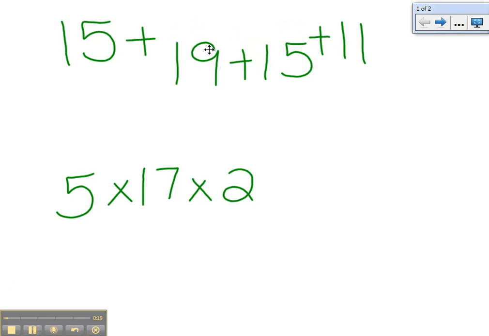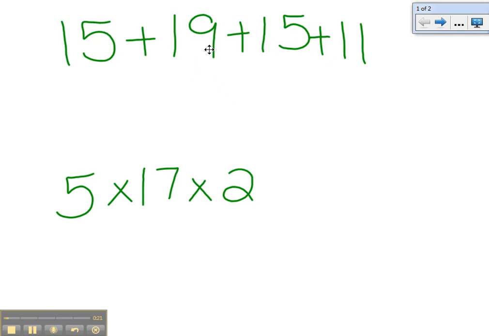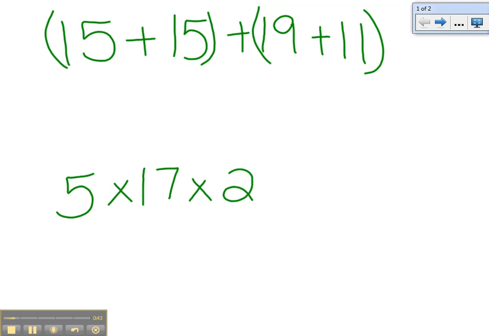So if I take this 19 and that 15, I'm going to switch the order of those two numbers and change this into 15 and 19. I still have the same numbers I'm adding, so it's okay to switch the order of them. That's the commutative property. I want to add 15 and the 15 first, then I want to add the 19 and the 11. I'm going to group those together because those are numbers that are easy to do in my head, because they're going to make a multiple of 10. Grouping the numbers together is called the associative property.